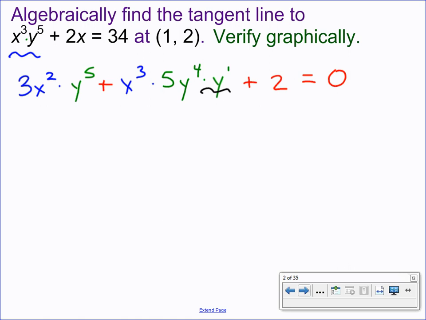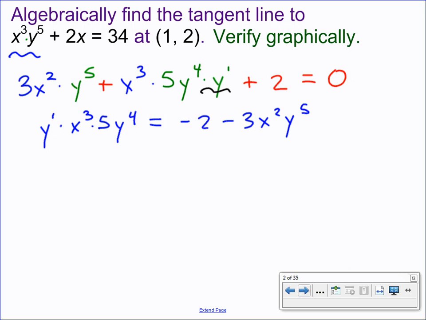All right, let's do it. So what are we going to have to do? We're going to add or subtract to get all the y prime terms on one side, everything else on the other, and then multiply or divide to isolate the y prime. So it looks like we can subtract over that 2, subtract over that 3x squared y to the 5th, and we'll keep the y prime times x cubed times 5y to the 4th on the left. Make sure I get my signs correct here. Subtract over the 2, subtract over the 3x squared y to the 5th. Did I do that correctly?